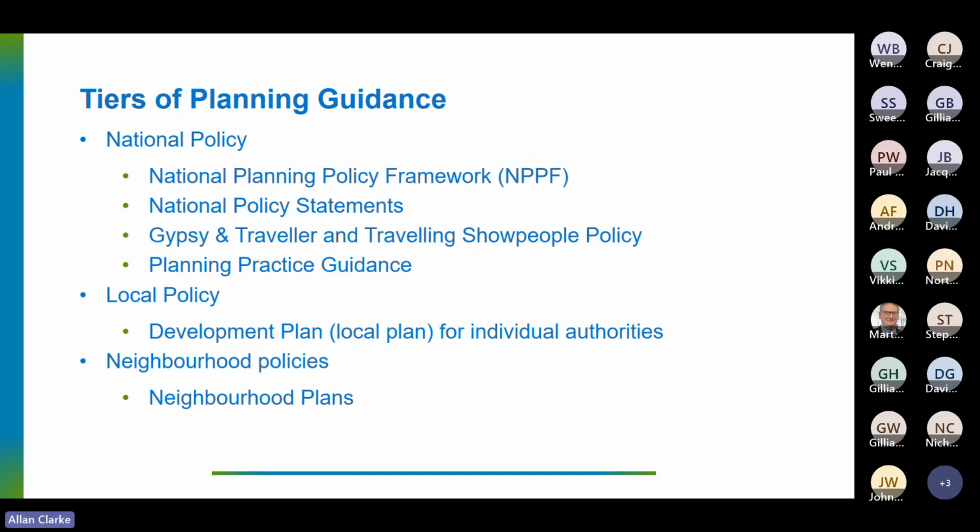So this slide makes the point that there are tiers in planning guidance running from the national level, national planning policy framework and statements and associated guidance documents, running to the local, which is a local plan tends to be for individual authorities, and then the very local in terms of neighbourhood plans, setting out that very local context, focused on aspects such as design and other matters.